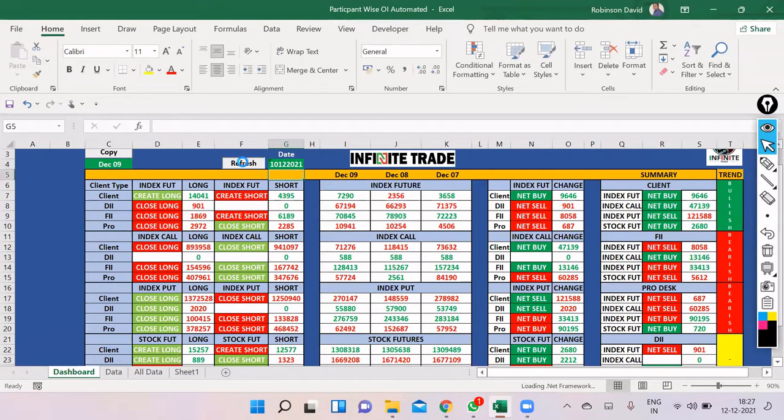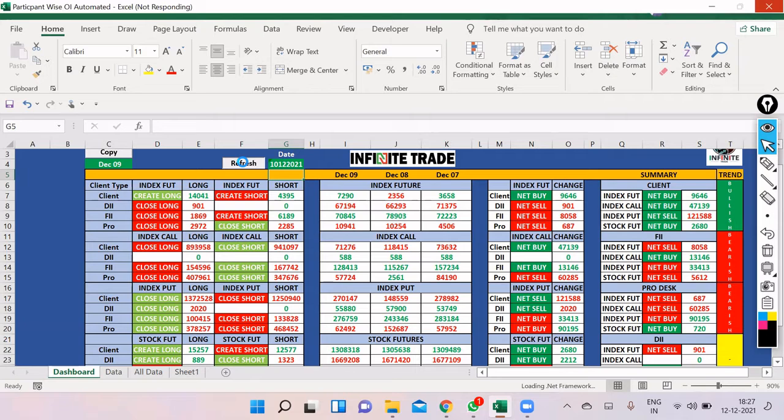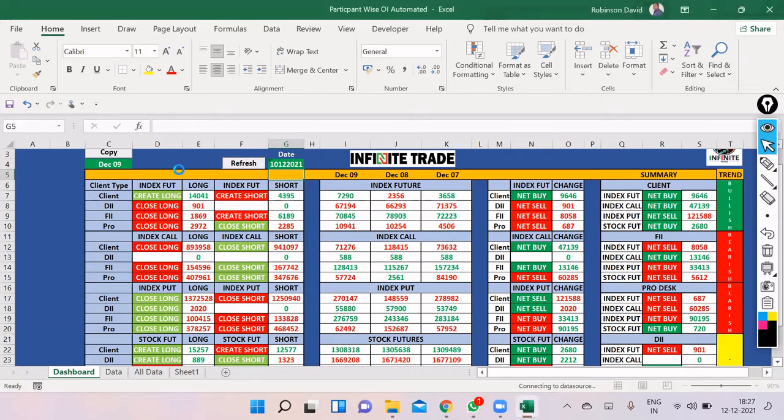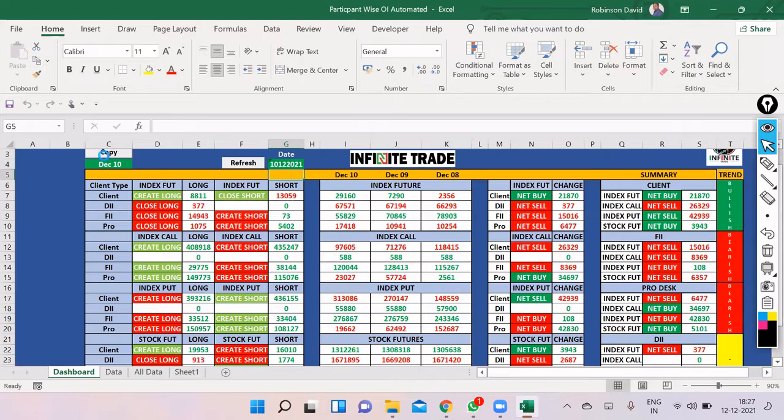I'm just clicking the refresh button. December 10th date. Okay, just waiting for it to change the date here. It still shows December 9. Okay, done. So I'm clicking copy and clicking save. So now we have the data. Now let's quickly analyze this.